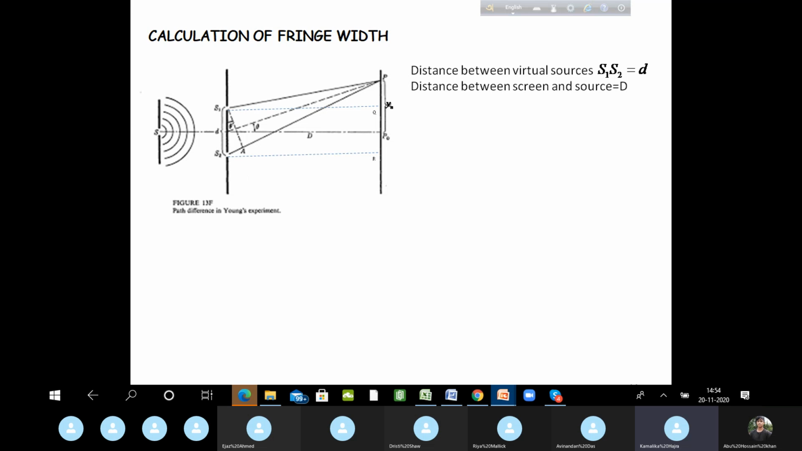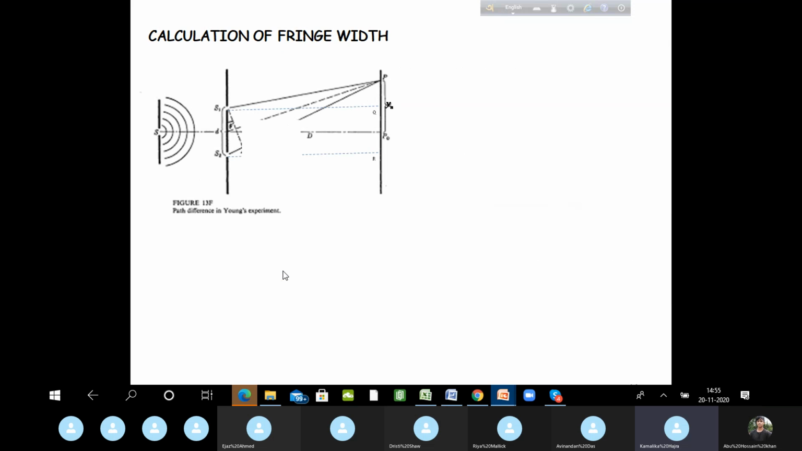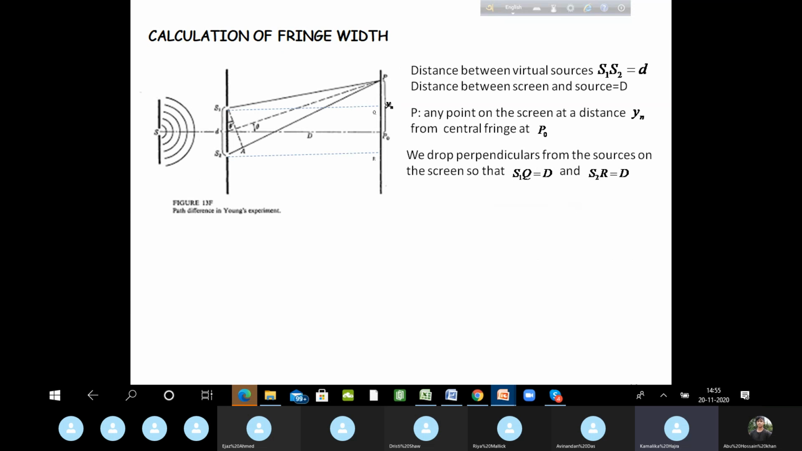We saw the fringes are of this form. This is the form of the fringes. So you can see that there are alternate dark and bright fringes. We now intend to calculate the fringe width. Very simple mathematics, simple Pythagoras theorem.